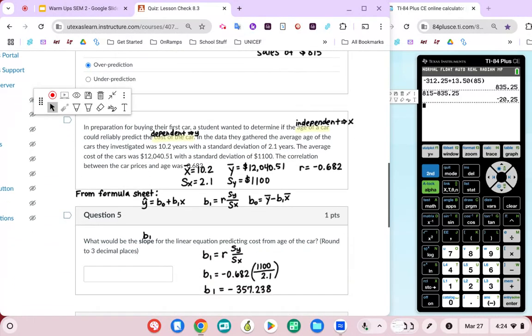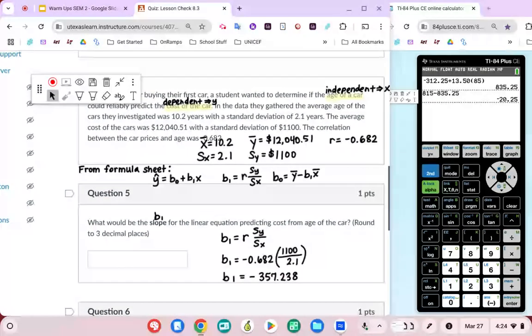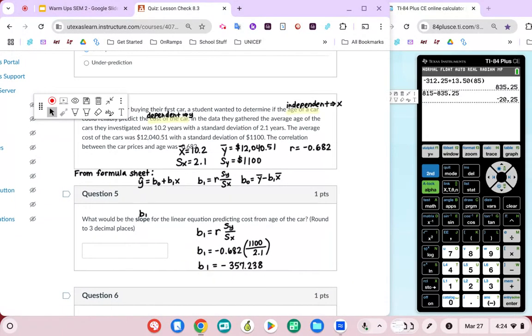Let's see if I scoot this over. No, it's not going to move for us at all. I don't want to mess it up too bad. All right, sorry that's covering it, but we're going to keep going.